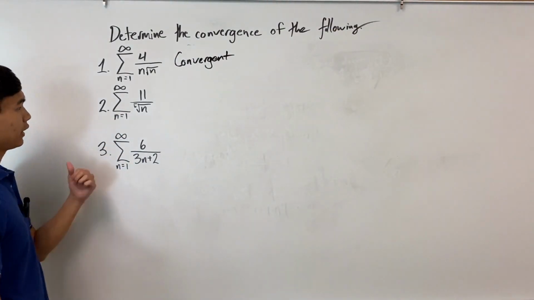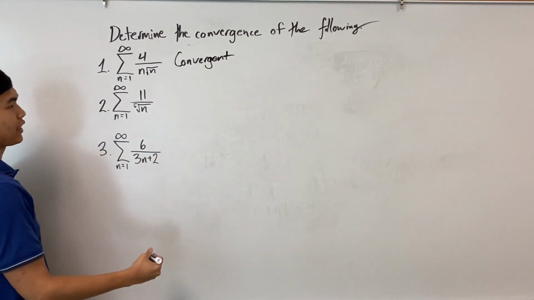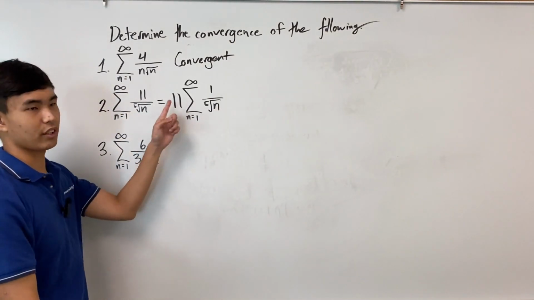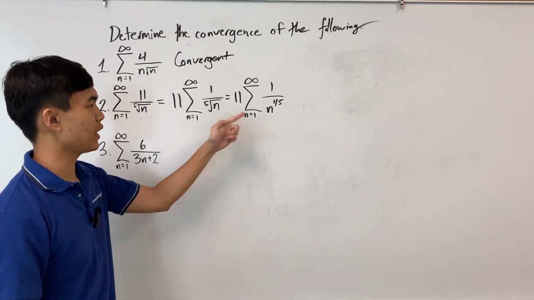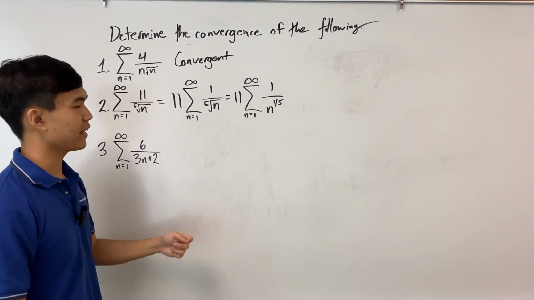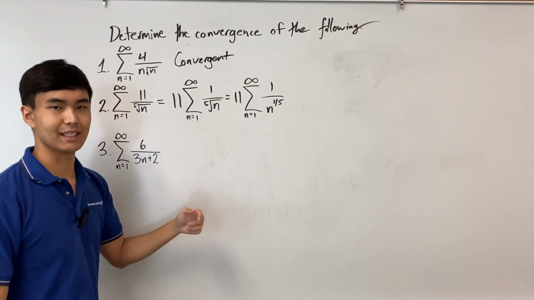For the second one, like the last one, I'm going to start by taking the 11 out of the sum, like so, and now I'm going to rewrite the radical, like so. And here it's in the form of a p-series, and we can see that p is 1/5, but 1/5 is less than 1, so this series diverges.